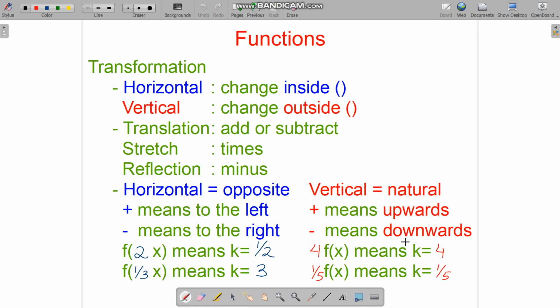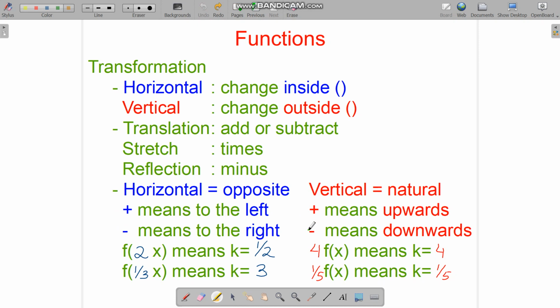So in conclusion, if it's horizontal, the change is inside the parentheses, vertical outside. Translation means you add or subtract. Stretch means times, reflection means minus. So for all of these types, horizontal on the inside, vertical on the outside. For horizontal, it's always the opposite. So plus means to the left and minus means to the right. For vertical, it's the natural direction. Plus means you go up, minus means you go down.